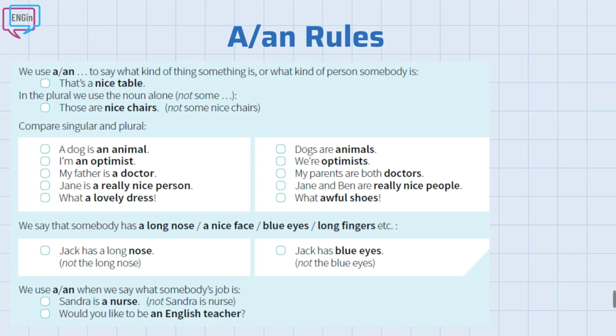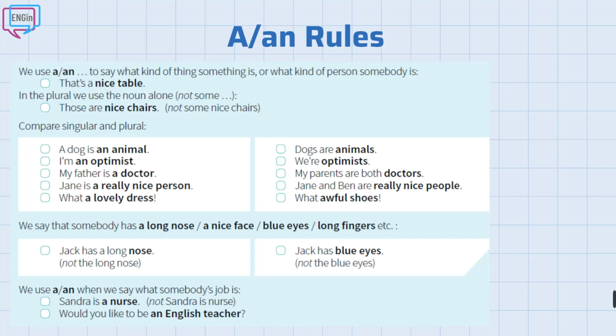Generally, we use "a" before countable nouns that start with a consonant sound, like a dog, a book. We use "an" before countable nouns that start with a vowel sound, like an apple, an hour. Then explain the specific cases when we need to apply indefinite articles "a" and "an." For example, to say what kind of thing something is or what kind of person somebody is. For example, "That's a nice table."